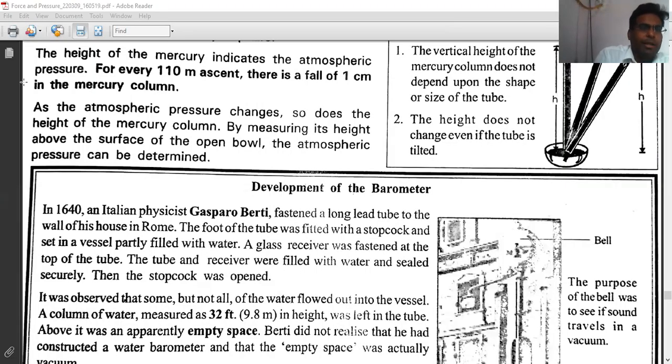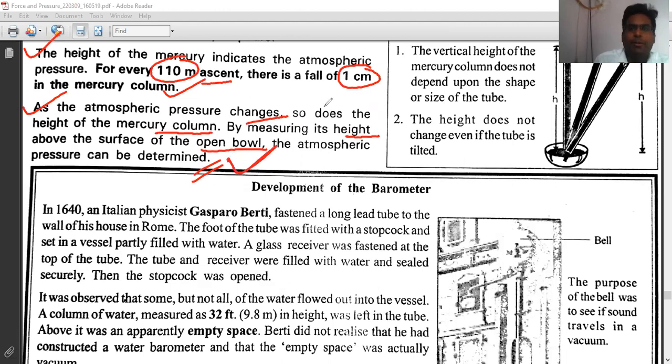Our next point is, so I have explained this one, right? For every 110 meters of ascent, there is a fall of 1 centimeter in the mercury column, right? As the atmospheric pressure changes, the height of the mercury column also changes. By measuring the height above the surface of the open bowl, atmospheric pressure can be determined. In this way, atmospheric pressure is calculated by the barometer.